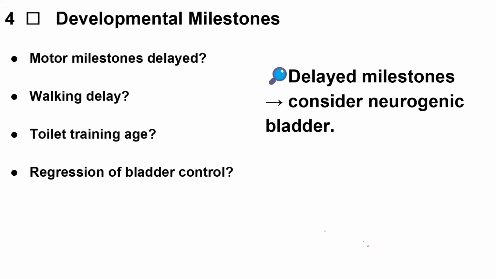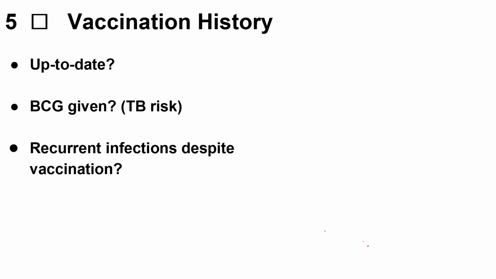Developmental milestones. Motor milestones delayed, walking delayed, toilet training delayed, regression of bladder control. These are to be considered in cases of neurogenic bladder. Another important history to be taken in a pediatric case is vaccination history. Is it up to date? Because if BCG is given, then there is a TB risk. Also ask about recurrent infections despite vaccinations.